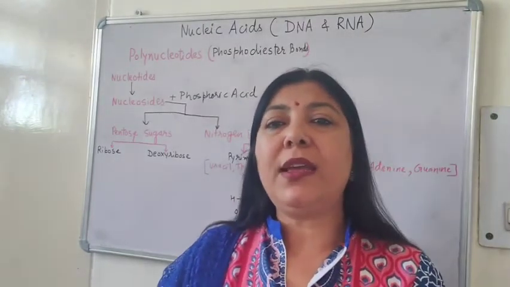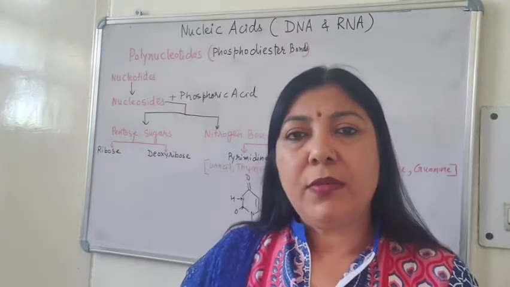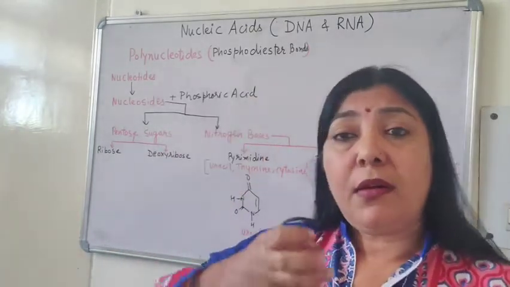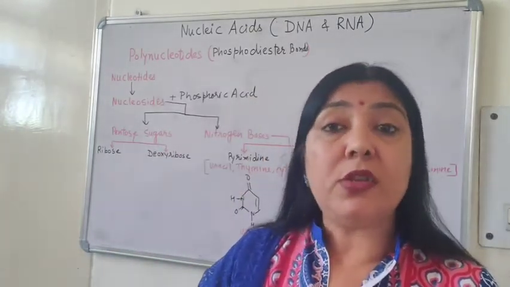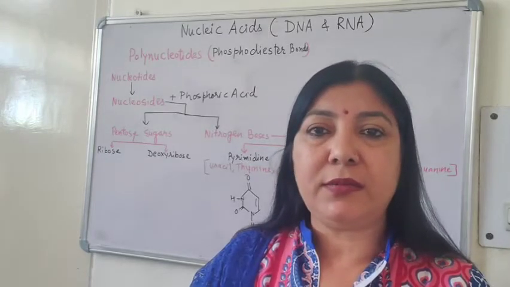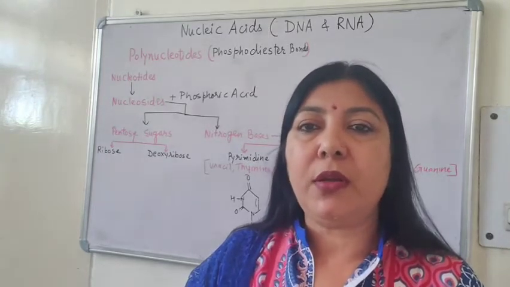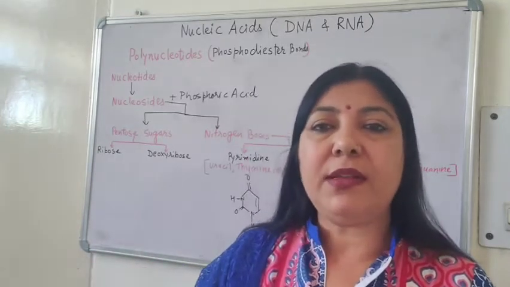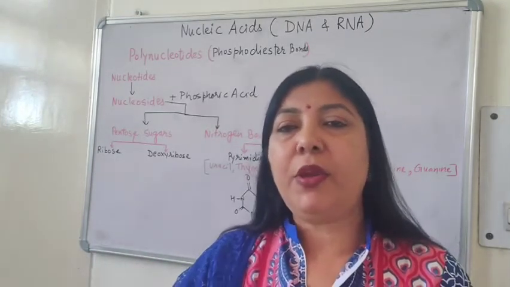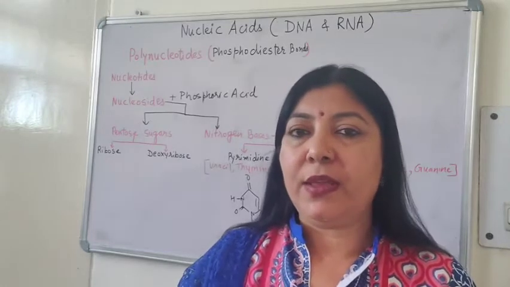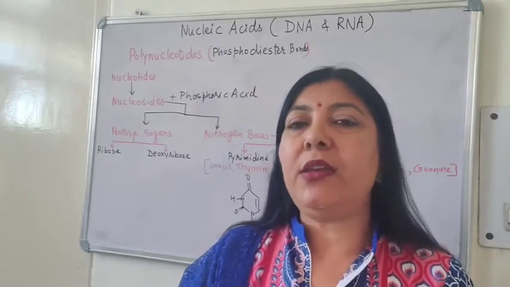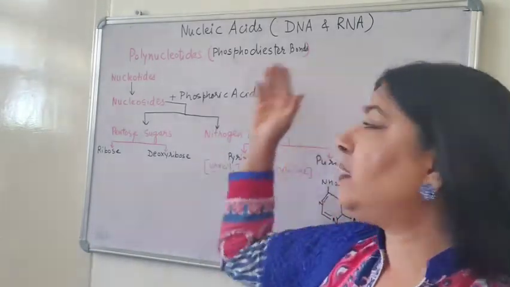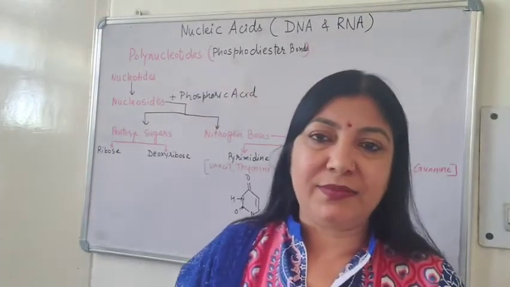Why are they called nucleic acids? Because they were found in the nucleus of the cells by the scientist Friedrich Miescher, who called them nuclein. Later on, they were considered as nucleic acid because of their acidic nature. So, because they are present in nucleus, that's why they are called nucleic acids.